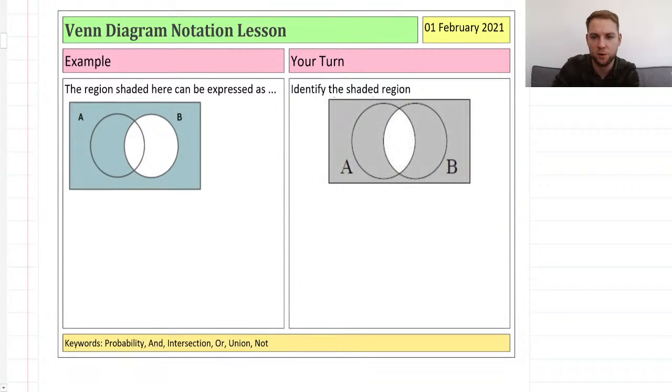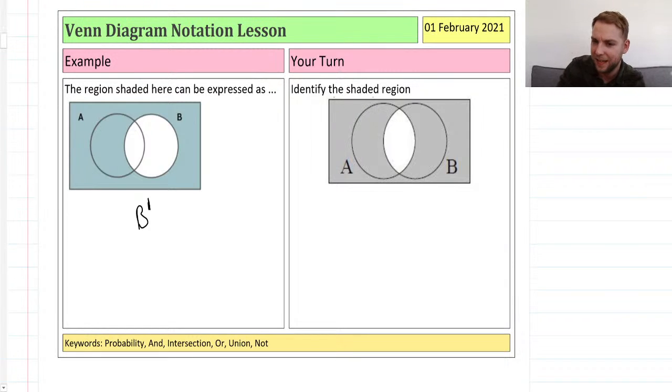Right, let's have a look at this one on the right. So what is shaded in that? Well, B is the only thing which is not shaded. This one here is everything which is not in B. So the way I'd represent this is it's going to be B with a not there, like so. Everything which is not in B.